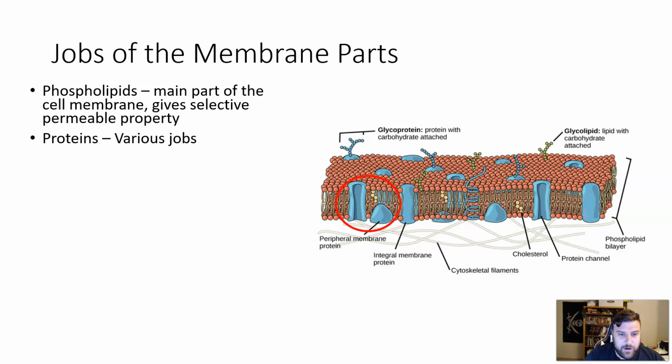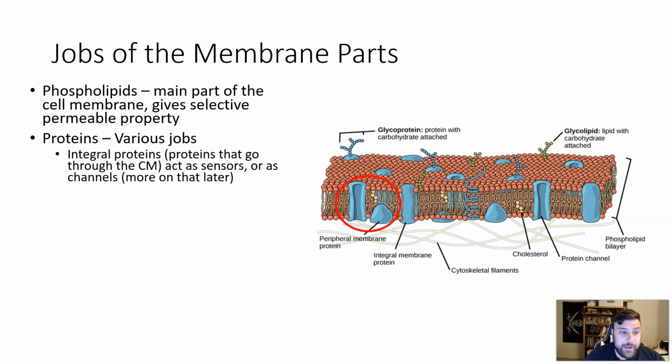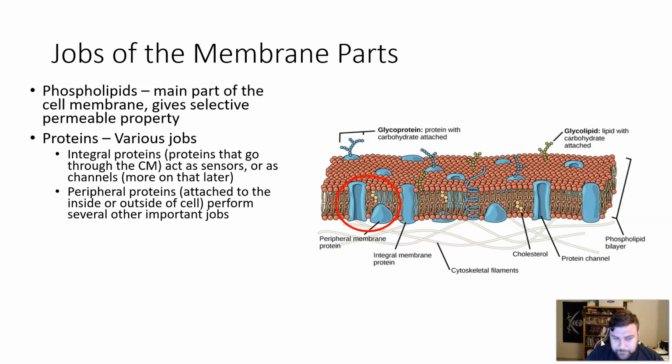So the proteins are colored blue, and I have a set of them circled in red. And we have two types. We have what are called integral proteins, which are proteins that go all the way through the cell membrane. These act as sensors or those channels I mentioned. And like I said, we'll go more into these later.